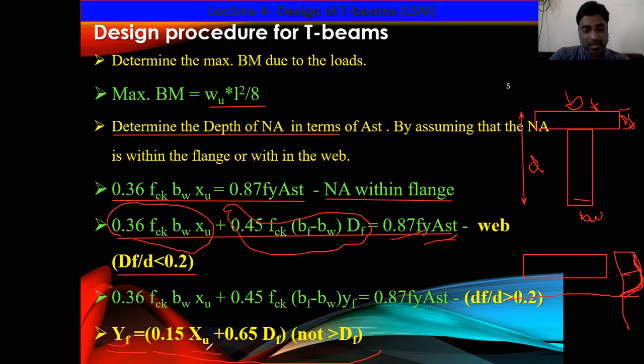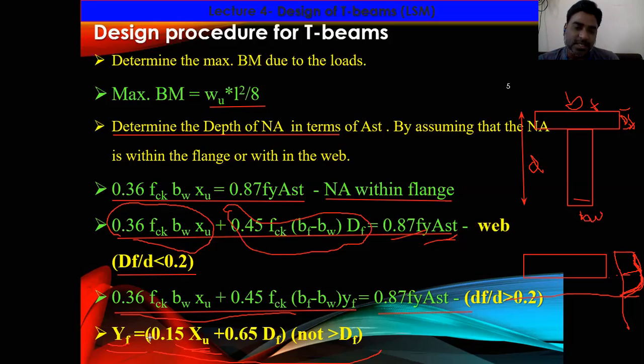And remember, this is also in terms of x, right? And corresponding to the equation, you can use to determine the depth of neutral axis. That is, this and this is more or less similar, except df. Here, instead of using df, you can use yf here, right? So from this equation, you can determine the xu value in terms of A of st, right? So now all are in terms of A of st, right?